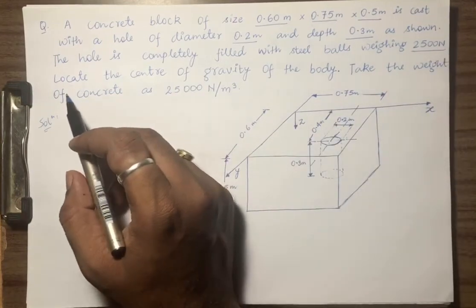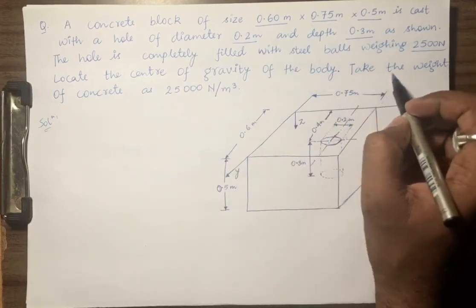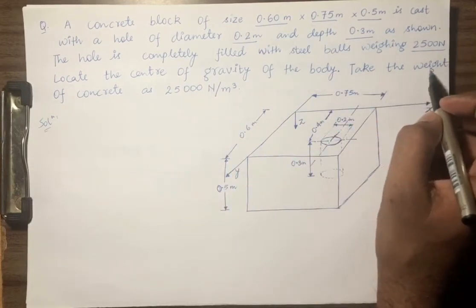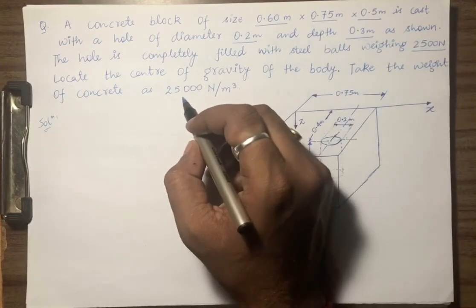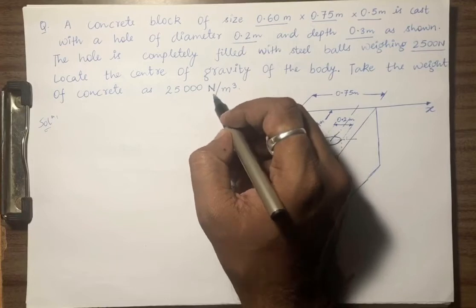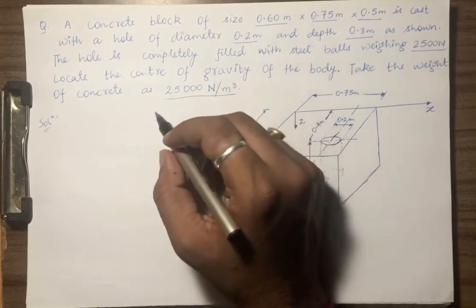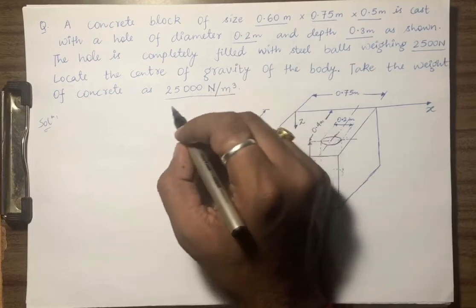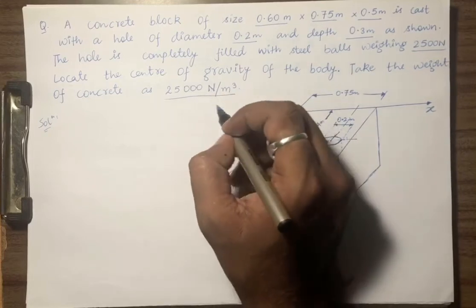So what we have to do is locate the center of gravity of the body, and for weight calculation we have to take concrete weight as 25,000 Newton per meter cube. So this is standard. In concrete structure design, you will be using this gamma for concrete very frequently, 25,000 Newton per meter cube.